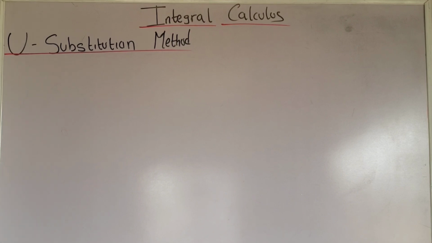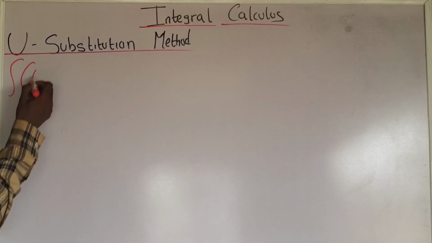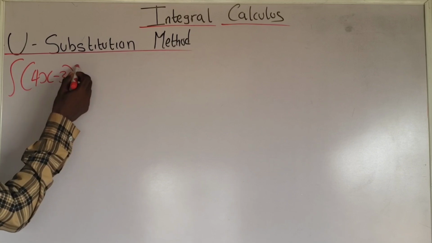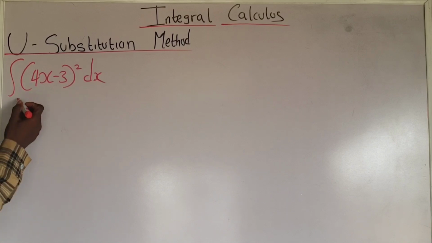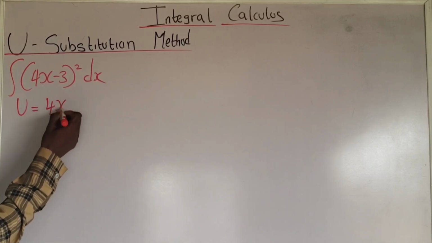Let's say we are asked to integrate (4x minus 3) squared dx. Integrate (4x minus 3) squared dx. How do we find the integral of this function? The first step is that we have to set u equals to the function inside the bracket. The function inside the bracket here is 4x minus 3. So I'm going to have, let u equals 4x minus 3.